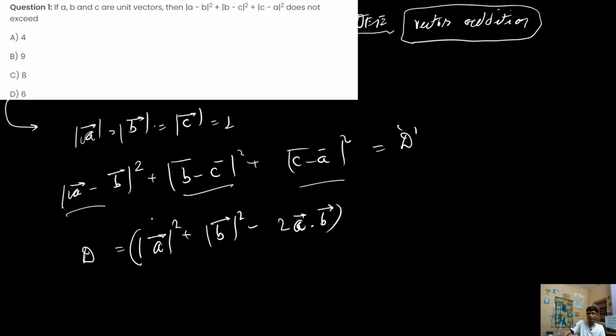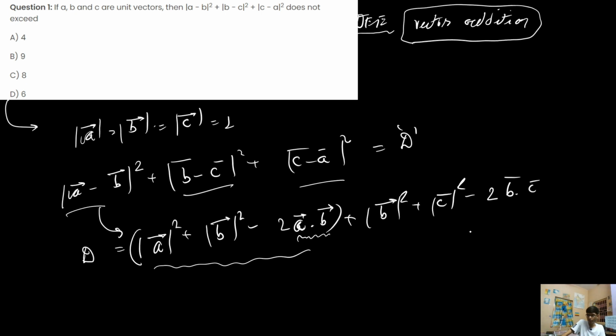Now, these results come from the expansion of two numbers. If I say a plus b whole square, you can say it is a square plus b square plus 2 times a into b, where a into b is actually the dot product. If you don't understand this, stay tuned for the upcoming lectures. But if you expand this, the result comes out in this fashion. Similarly, you can write this as b square, plus the modulus of c whole square, minus 2 times b into c. And similarly the third term can be written as the modulus of c whole square, plus the modulus of a whole square, minus 2 times c into a.